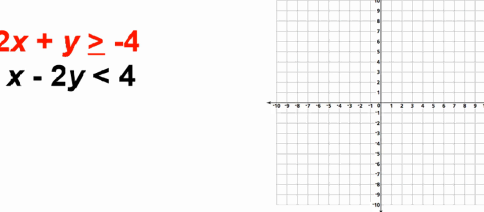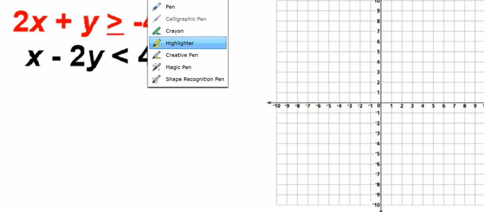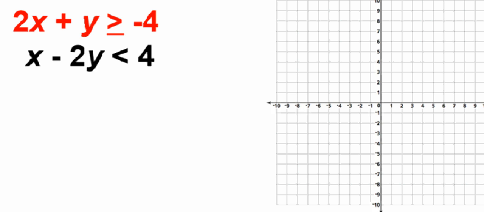Now you're going to have a problem like this, where you have to first solve for y in order to graph it. I have 2x plus y is greater than or equal to -4. And I have x minus 2y is less than 4.